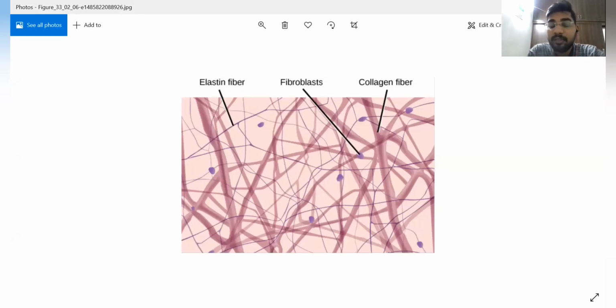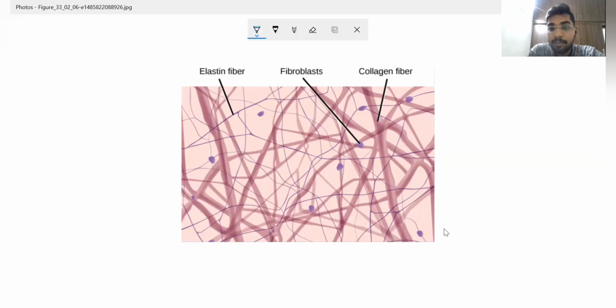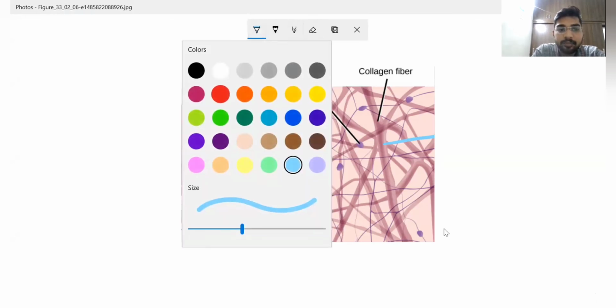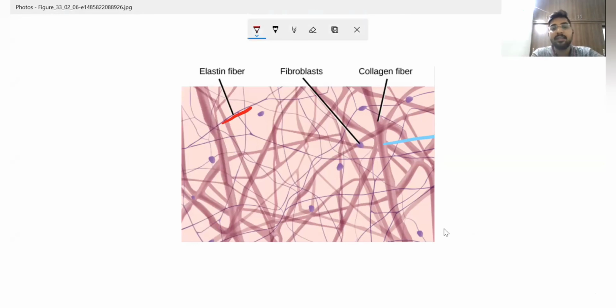Now, if I want to show you one simple picture and explain the cells, here you can see the different types of connective tissue. You can see these thick bundle-like structures. They are collagenous fibers made up of collagen protein. On the other hand, you can see the elastic fibers, which are very thin and branched. You can also see the fibroblast cells that secrete the protein for these fibers.